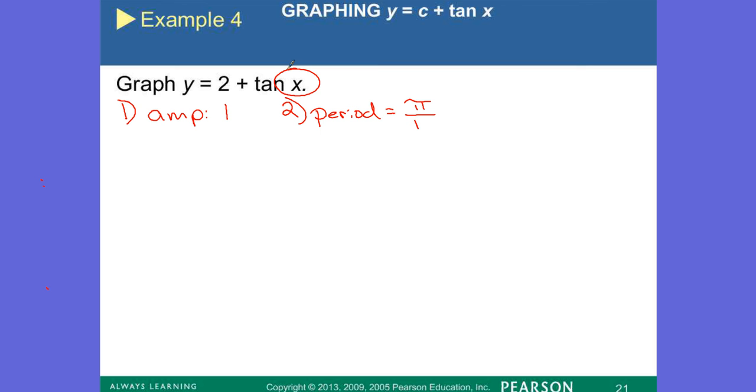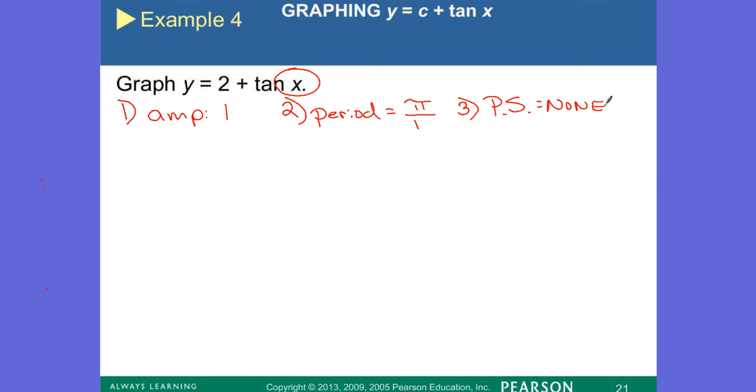Okay, step number 3. Does this one here have a phase shift? No. Phase shift is the shift left and right. This part right here, where the x is, is there something in the parentheses that is moving it left and right? No, sir. So that is going to be none.